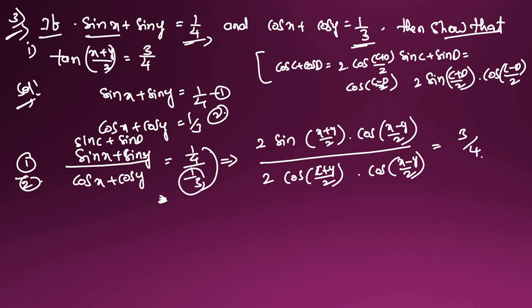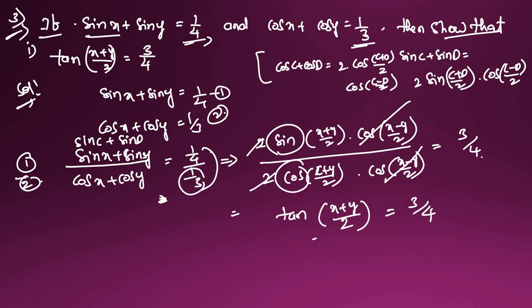Okay. Now here cos (x minus y)/2 and cos (x minus y)/2 will get cancelled, and the 2 and 2 will also get cancelled. Tan of (x plus y)/2 will come here, tan of (x plus y)/2 is equal to 3 by 4. So this is sin by cos, sin by cos is equal to tan only, like sin theta by cos theta. So (x plus y)/2 will come.